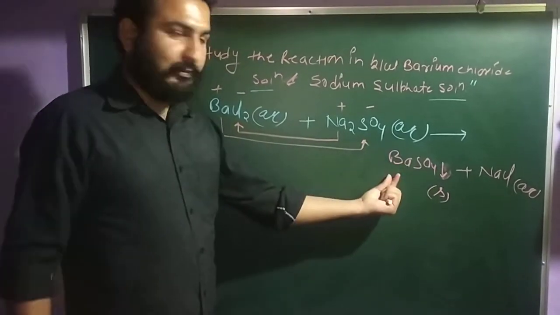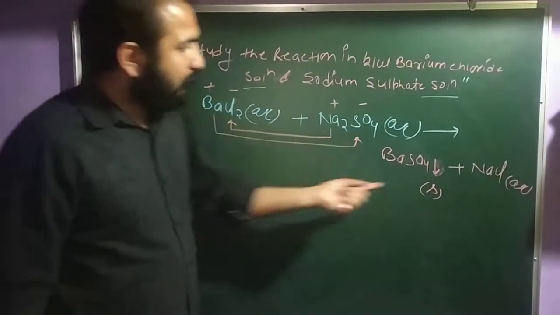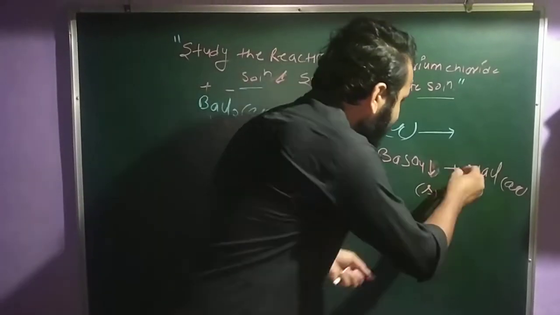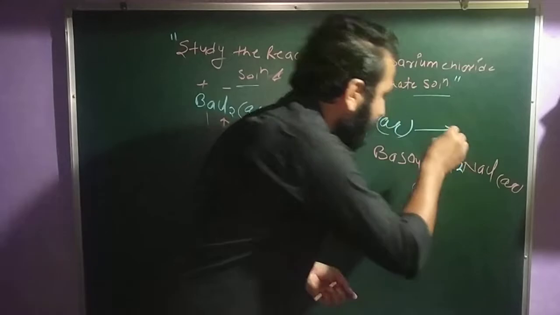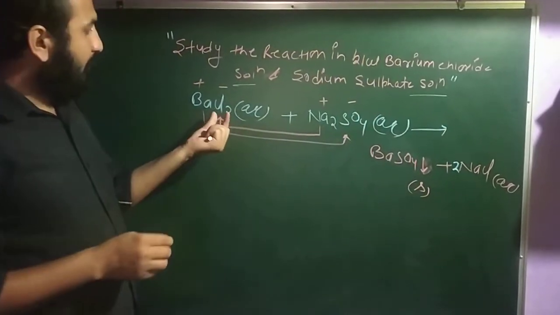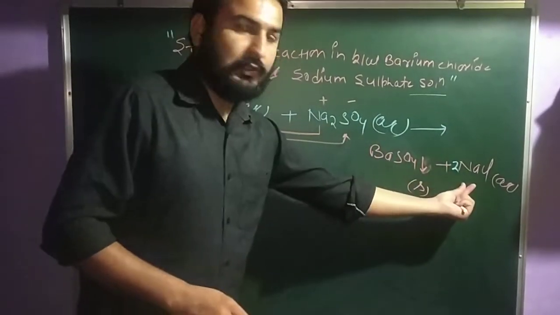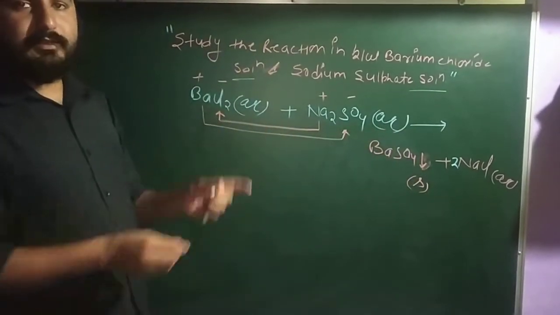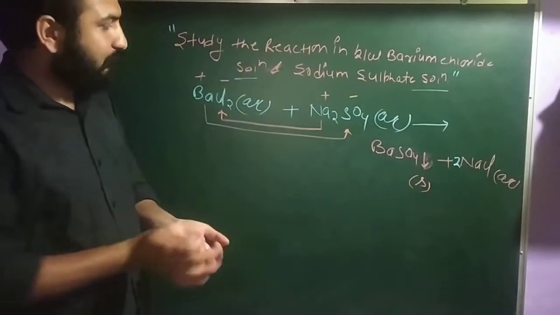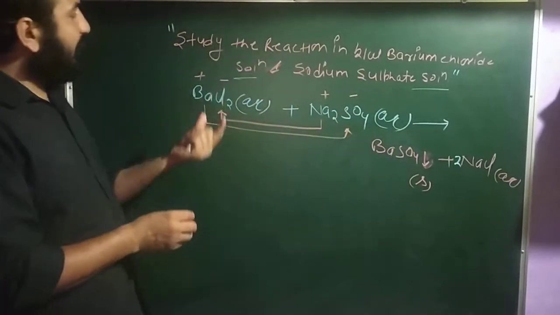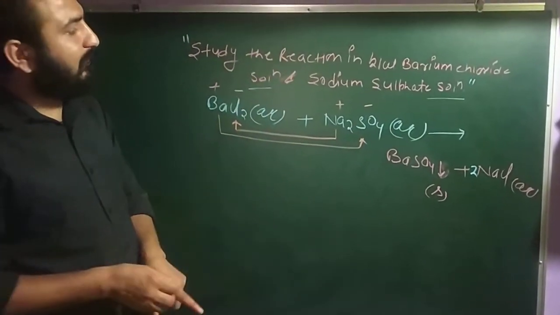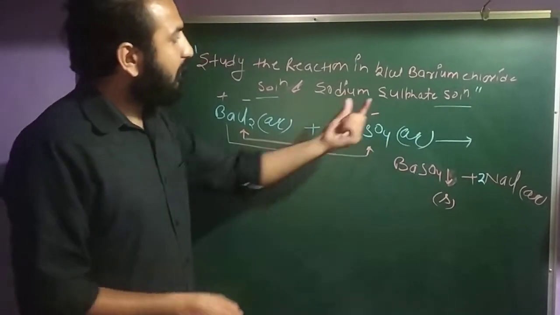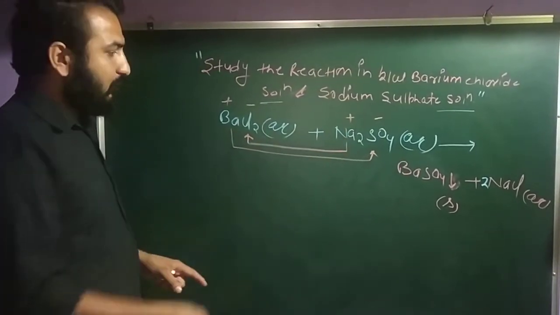One Ba is here, one Ba is here. Cl2 only is here, 1 Cl2. So I am writing here 2. Next, Na2, now 2 Na here, and SO4, SO4. Now the reaction is in balanced form. It is clear? So our task is to study the reaction between the barium chloride solution and the sodium sulfate solution. Clear?